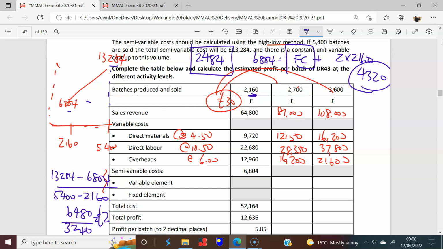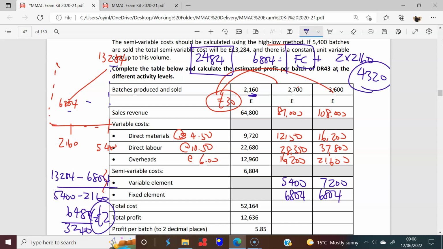This is a fixed cost, and we know that we are talking about £2 in terms of variability. So I just have to be careful when I deal with this here. The variable element is just 2 times the figures. It's 2 times 2,700, and that's 5,400, and then 2 times 3,600, and that's 7,200.